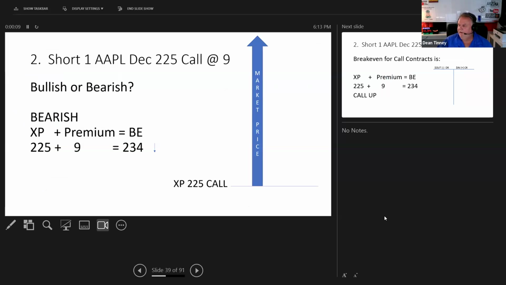So we're short one Apple 225 call at 9. And again, there's a lot of words for that. What are some other words for that? We could have said you're the seller, the writer. The writer. We could have said opening sale, right? It's a buffet. Take what you like, leave what you don't.